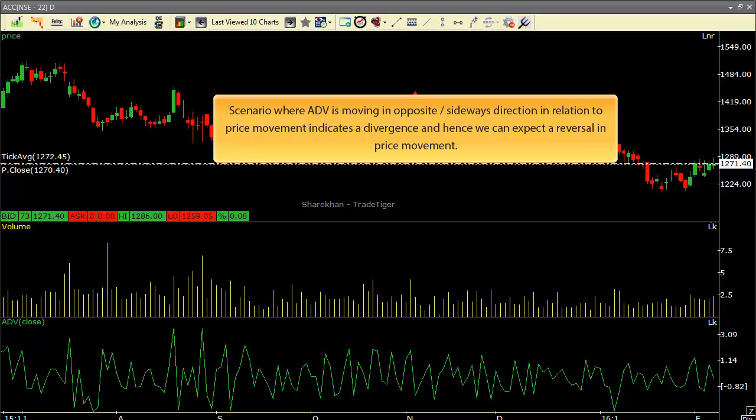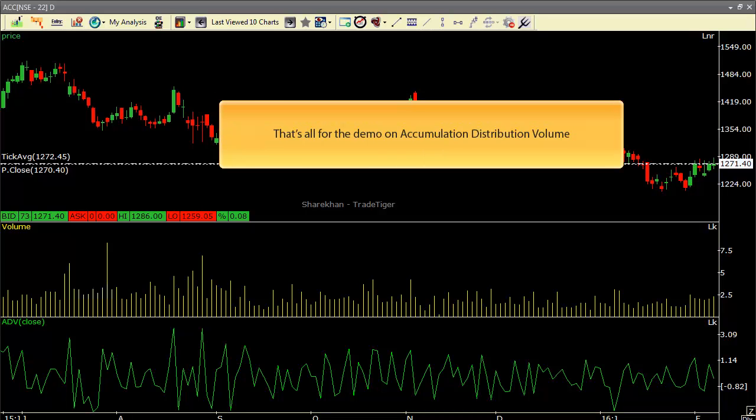Well, as I said, most of the times the ADV will definitely move in relation to the price movement, but we have to actually look out for the divergences, the breakouts. That is when we can make a right entry in the market. Of course, as I said previously, we recommend to combine this indicator with your studies to confirm your trade signals before entering into the market. So that was majorly about accumulation distribution volume, which is ADV.